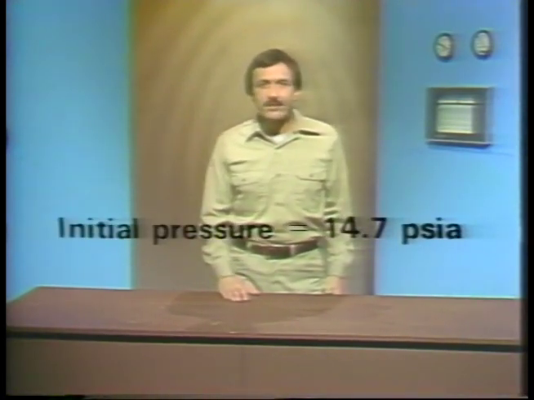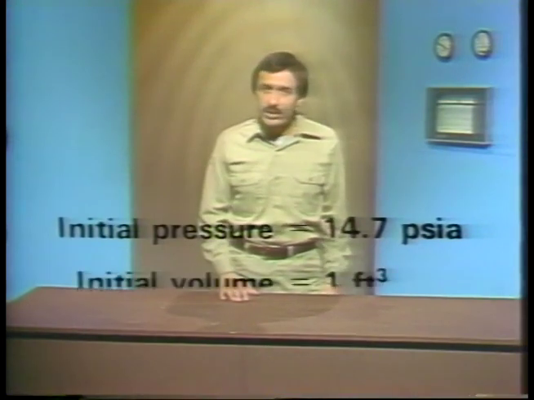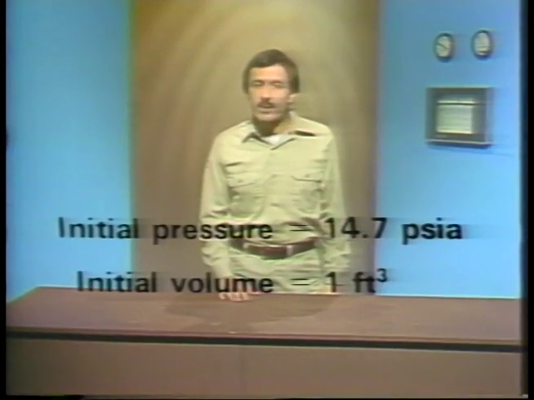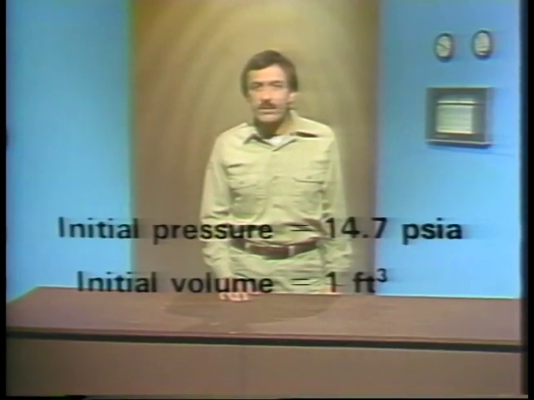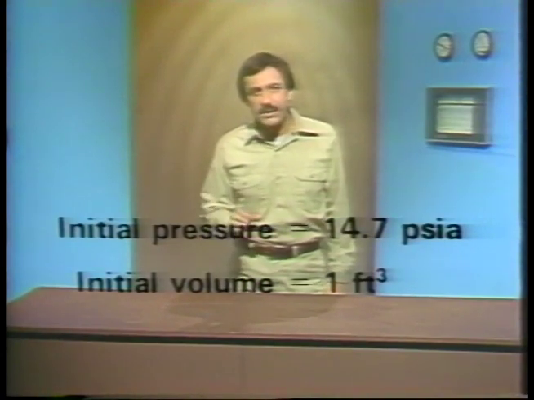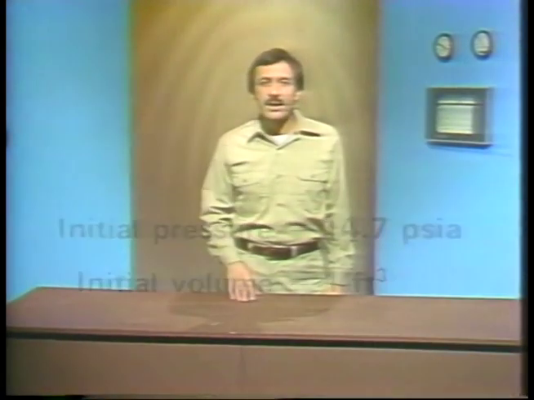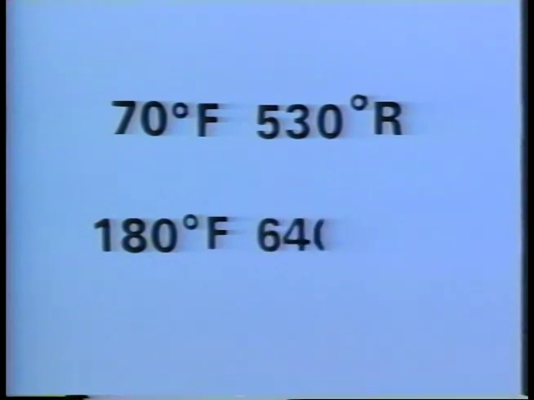We'll start with an initial pressure of 14.7 psia, and we'll determine the final pressure when we compress the initial volume of 1 cubic foot of air to 1/10 of its original volume. We'll consider the starting temperature of the air as 70 degrees Fahrenheit, or 530 degrees Rankine, and the final temperature of the air as 180 degrees Fahrenheit, or 640 degrees Rankine.